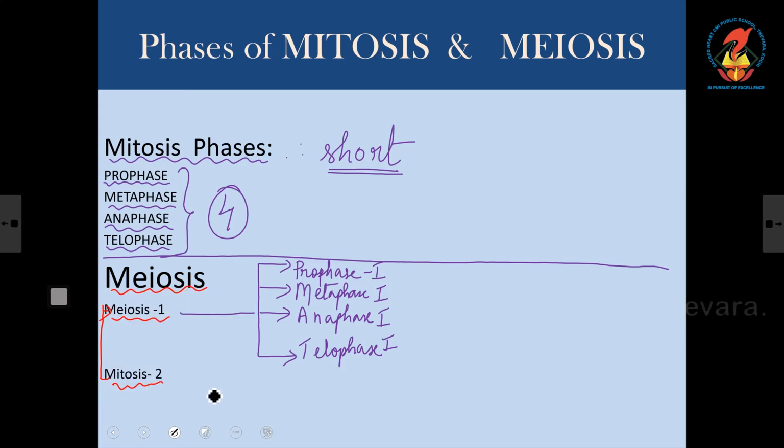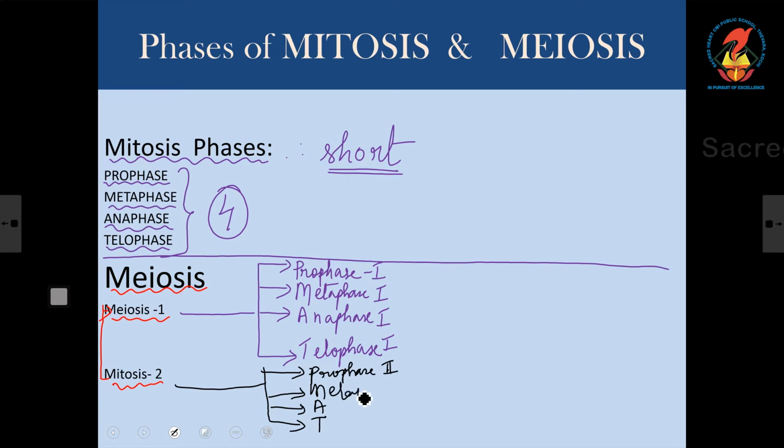And meiotic division 2 also comprises the same stages. They are prophase, metaphase, anaphase and telophase. But here you have to specify with the Roman numeral 2. So, prophase 2, metaphase 2, anaphase 2 and telophase 2.